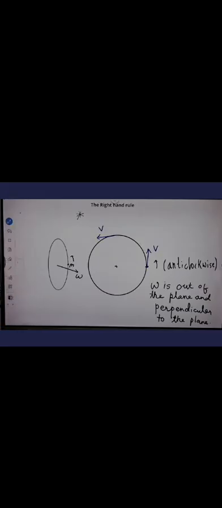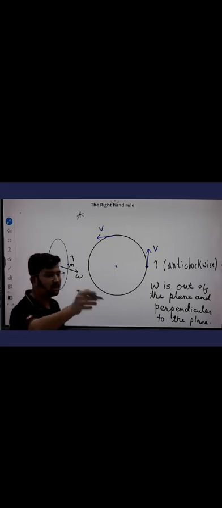So we are using the right hand rule here. You can use this not just for angular velocity, but for angular displacement and angular acceleration. If angular acceleration is present, you can find its direction from the right hand rule. If it's not present, then angular acceleration will not be present.